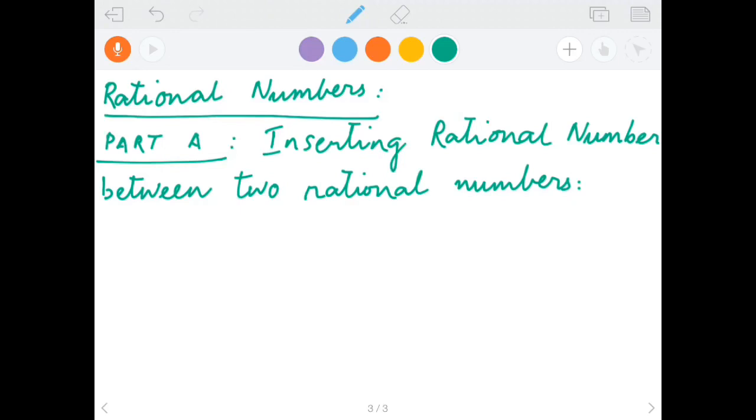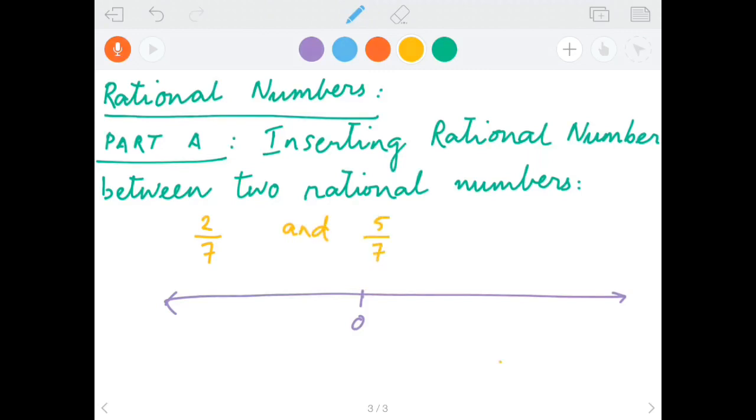So the first part we're going to talk about is inserting rational numbers between two rational numbers. Now let us take this with a simple example. We know this is a number line, and we're going to mark 0 on the number line. Any rational numbers can definitely be represented on the number line. Now let us take maybe one small example. Let us take 2 by 7, and let us take another number 5 by 7, and let us find out how many rational numbers we could really insert between them. In general, you would be able to represent infinite rational numbers between any two given rational numbers, but let us find out an easy way of doing it. Now I have 2 by 7, I have 5 by 7.